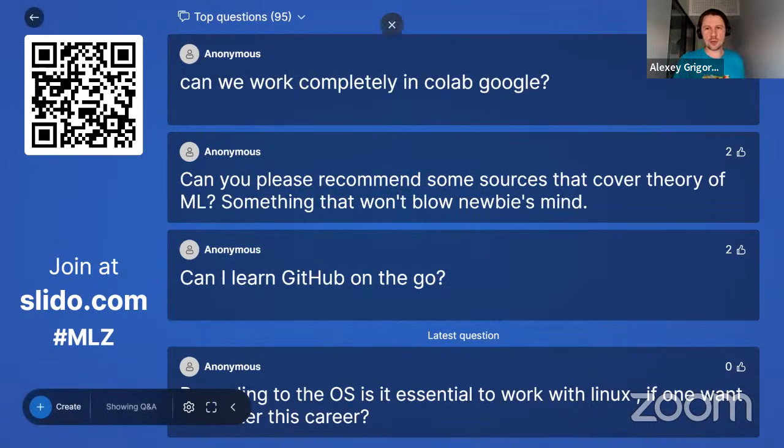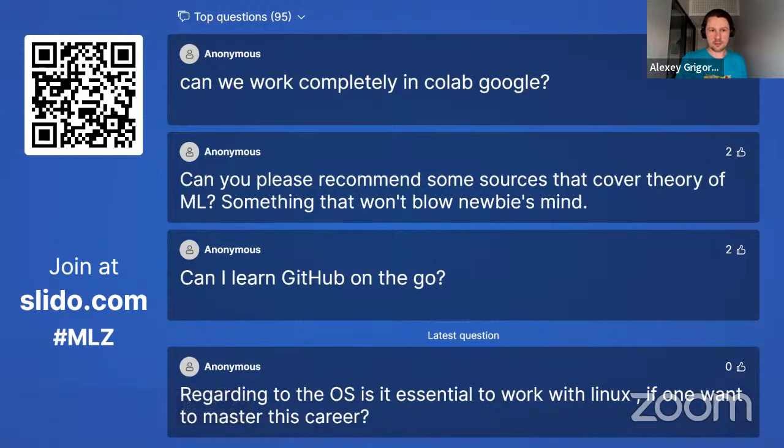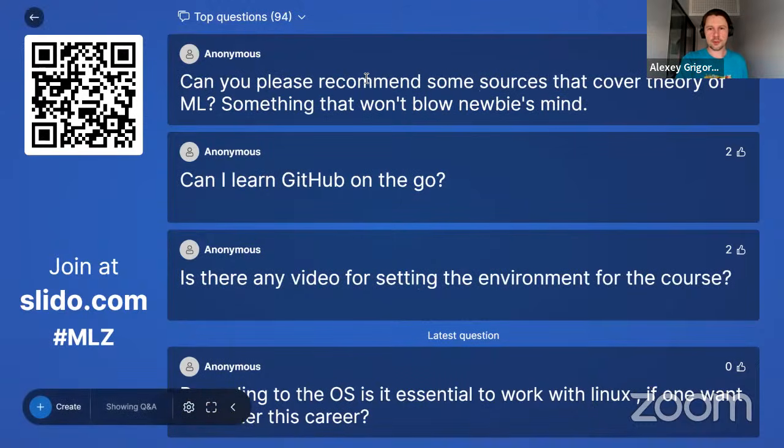Can we work completely in Google Colab? For part of the course, yes, but not for everything, because there will be deployment modules. You will not be able to do them in Colab.